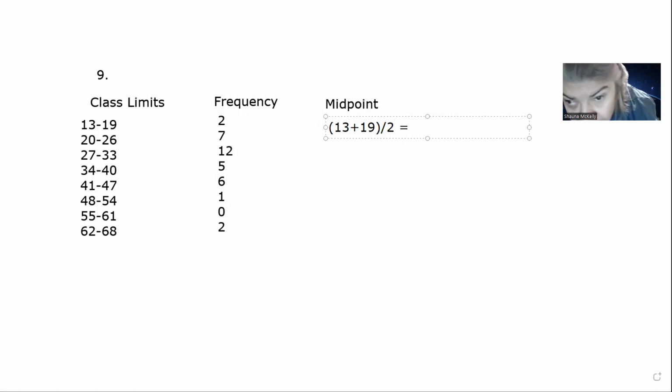13 plus 19 is 32, divided by 2 is 16, okay? Similarly, we continue. So we get 20 plus 26 divided by 2. This is 23, okay? If you need help putting it in, I can show you that in a minute. Let me just finish this. This is 23, okay? So what I'm doing here is I'm doing this.